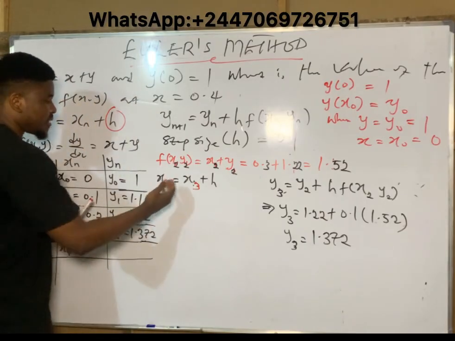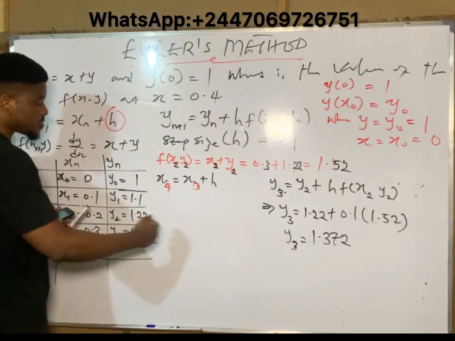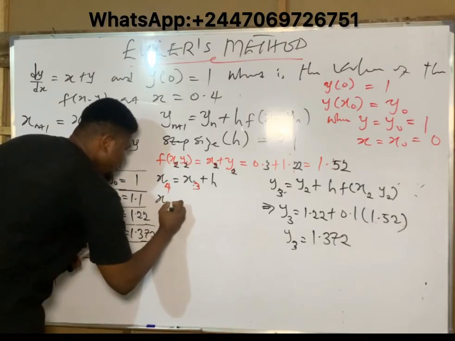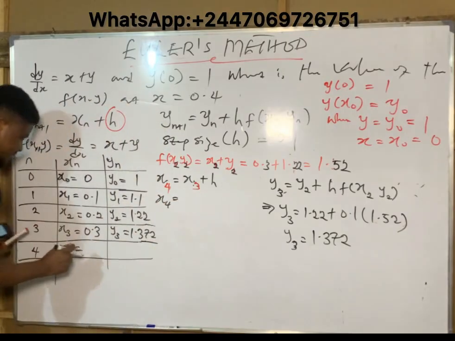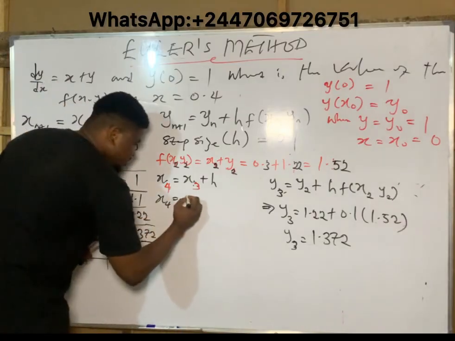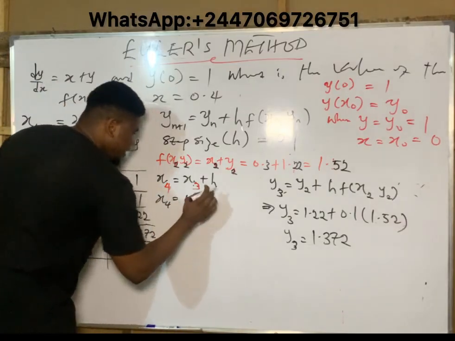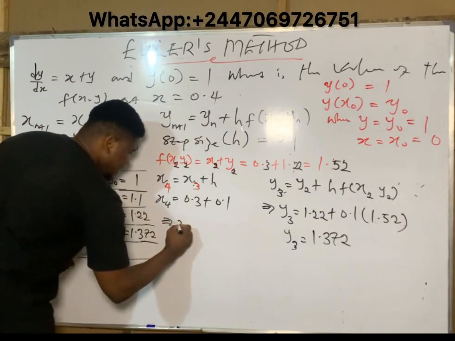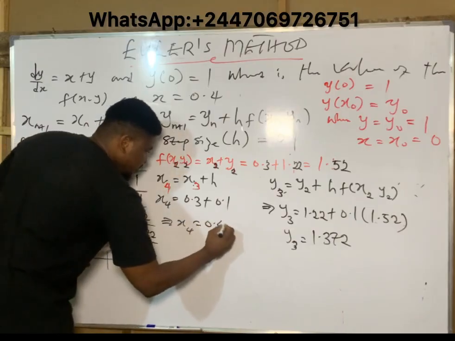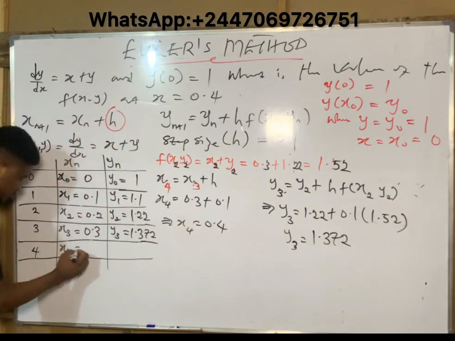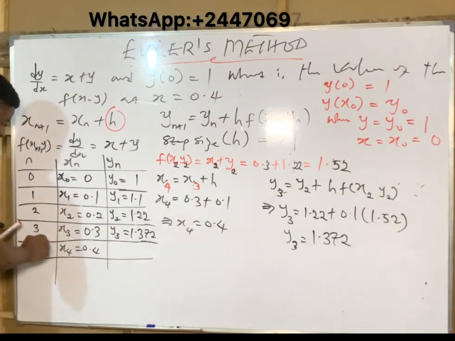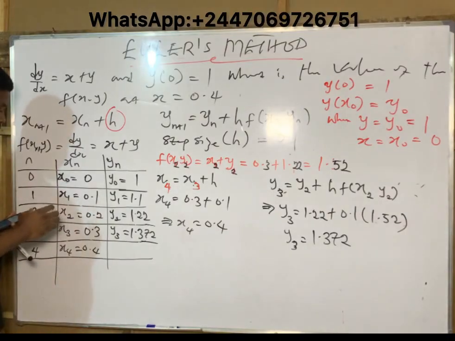For the next value, I will record the previous value of x and add it to the step size. So x4 is now going to be, x3 gave us 0.3, plus my step size from the equation, 0.1. So this simply implies that my x4 equals 0.4. This is where we stop. Since we've gotten the value of x4 at 0.4, we pause.